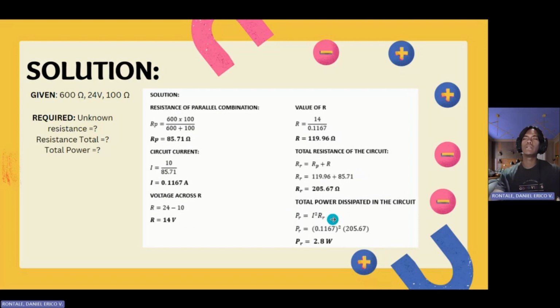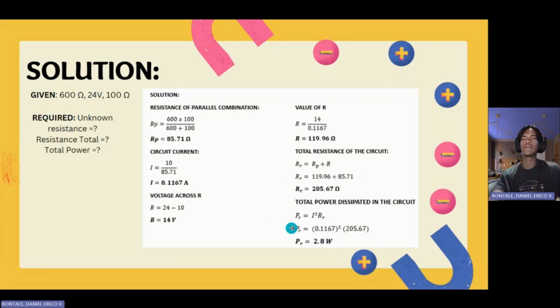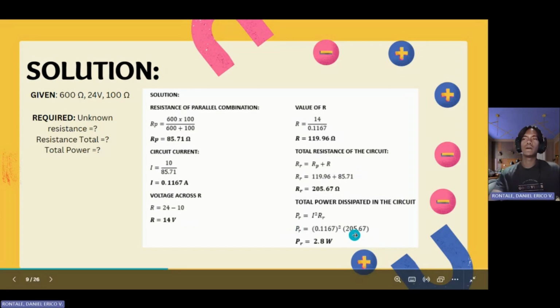Now, to get the total power dissipated in the circuit, we will need the circuit current, which is 0.1167, and the total resistance of the circuit, which is 205.67 ohms. The value of the circuit current will be squared times the total resistance of the circuit, 205.67, which gives us 2.8 watts.